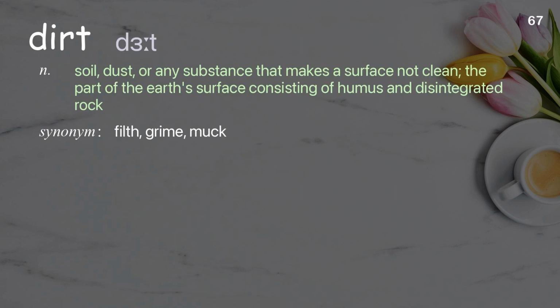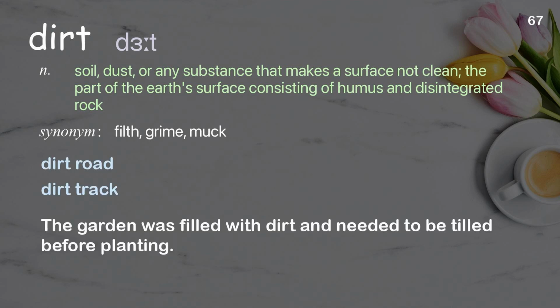Dirt: Soil, dust, or any substance that makes a surface not clean, the part of the Earth's surface consisting of humus and disintegrated rock. Examples: Dirt road. Dirt track. The garden was filled with dirt and needed to be tilled before planting.